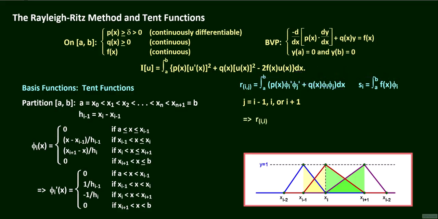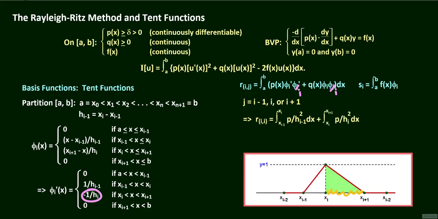First, set j equal to i. Then there are two intervals of integration to consider. The first interval is from x sub i minus 1 to x sub i, where phi sub i prime is 1 over h sub i minus 1, so that we get this integral for the left part of the first integral. For the other part, phi sub i prime is minus 1 over h sub i, and we get the rest of the integral of p times phi sub i prime squared.